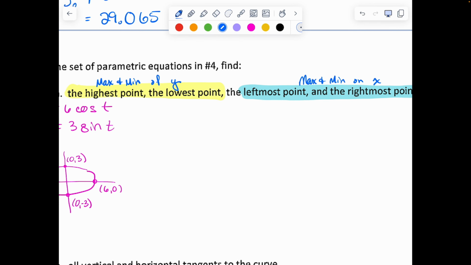If I know that dx/dt was equal to -6 sine of t, now I'm asking, when does that equal 0? What t values make sine equal 0? Those t values are 0, pi, and 2 pi. And I'm going to use the first derivative test to see where it's increasing and decreasing, so I'll know which ones are maximums and which ones are minimums.